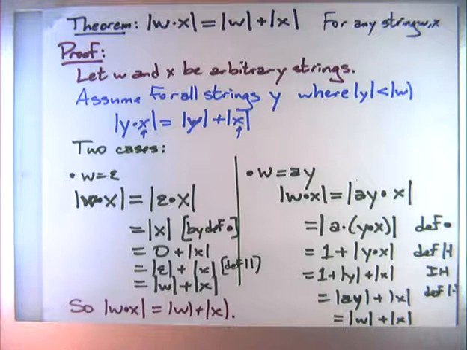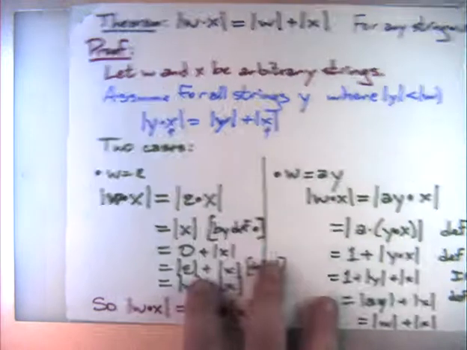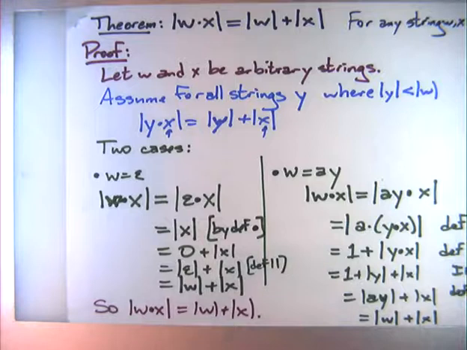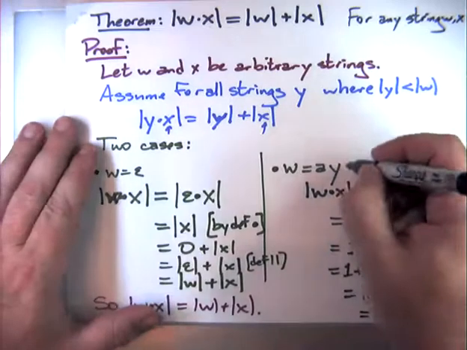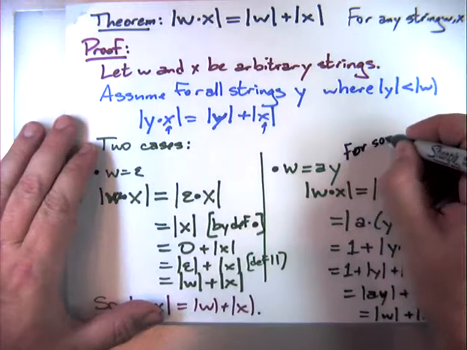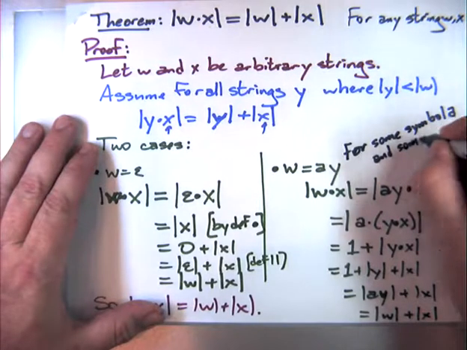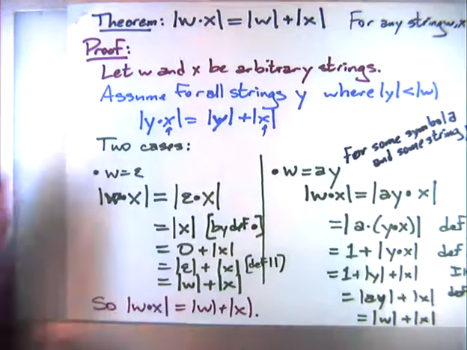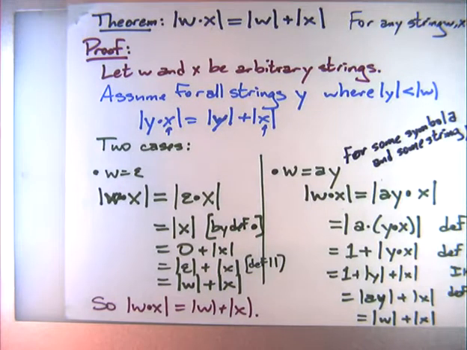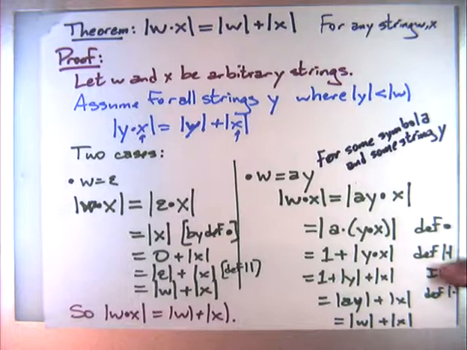Yeah? It looks like you declared A as an arbitrary. So if I'm really being careful, and thank you for pointing this out, I should write here for some symbol A and some string Y, and if I want to be even more formal, I would say before I applied the induction hypothesis, by the definition of length, the length of W is one more than the length of X, and therefore one more than the length of Y, and therefore the length of Y is less than the length of W, and therefore I can apply the induction hypothesis.